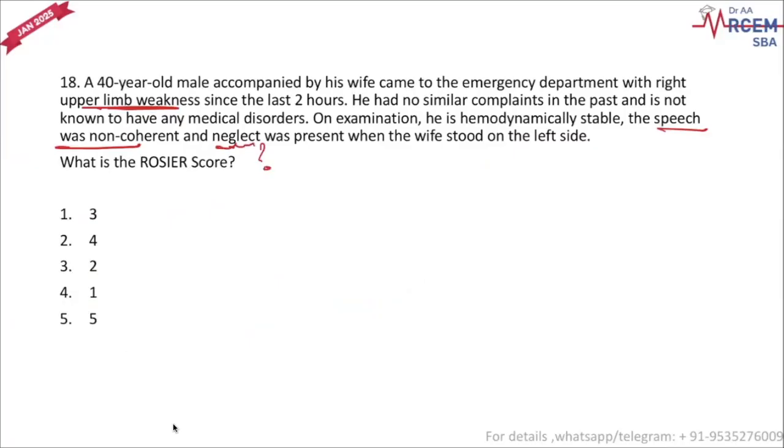What is the Rosier score here? The Rosier score is 1 for this one, 1 for the speech, and 1 for the motor weakness that is present. Is neglect in the Rosier score? No, neglect is not in the Rosier score. So the score here is 2. You need to remember the score here is 2, not 3. Neglect is not in the Rosier score. Neglect is usually used to calculate the NIHSS score.